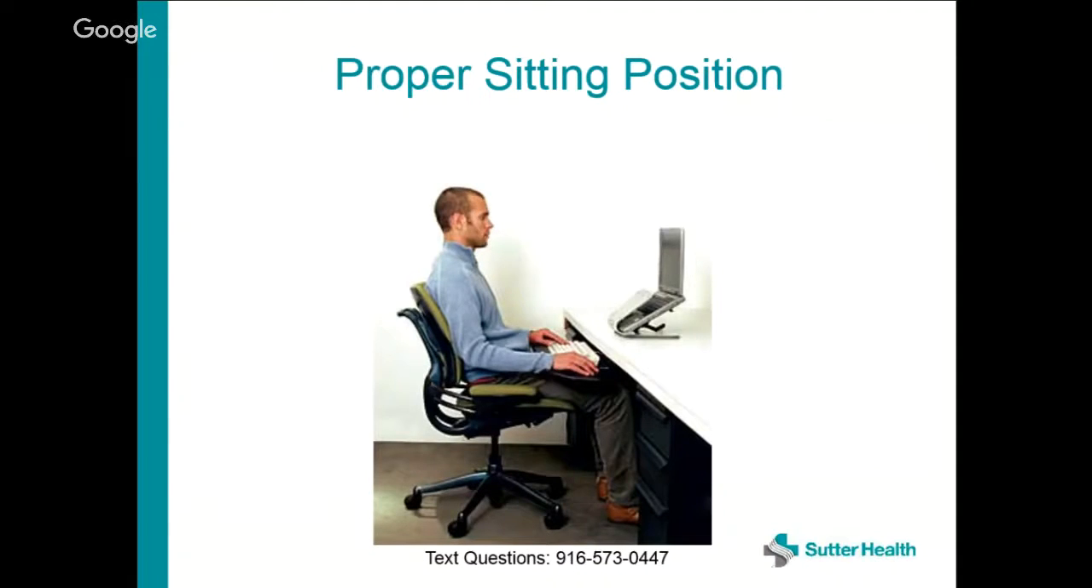And so looking at the position of an employee sitting in their chair, we want to make sure they sit all the way back into their chair, utilizing the whole lumbar support. We want their feet flat on the ground. And we adjust the seat height so that the hip is slightly higher than the knee. That takes the pressure off the lower back a little bit.